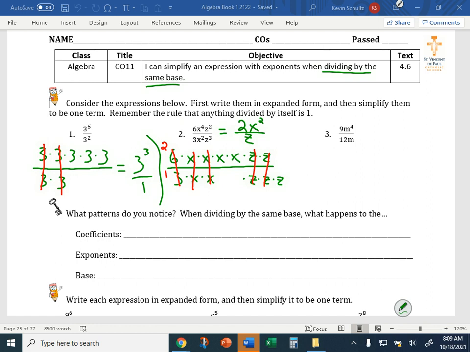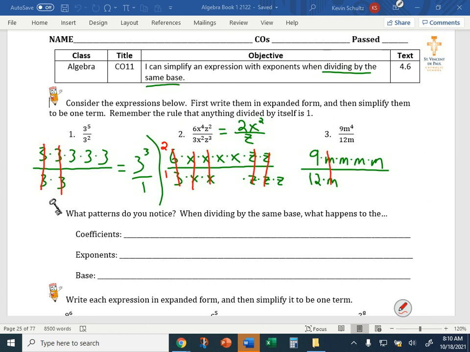Last one, 9m to the 4th over 12m, my numerator. 9 times m times m times m times m. My denominator, 12 times m. What can I do? Who'd like to offer their wisdom? Crinkle. Cross out one of the m's. Yes, one of my m's cancels out. Simplify 9. Very good.